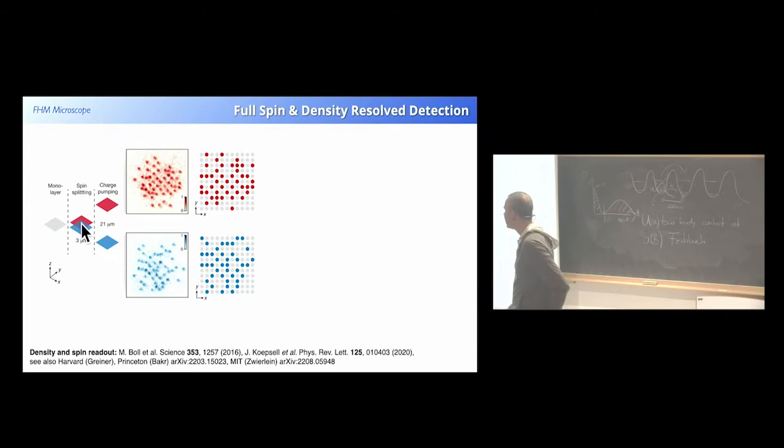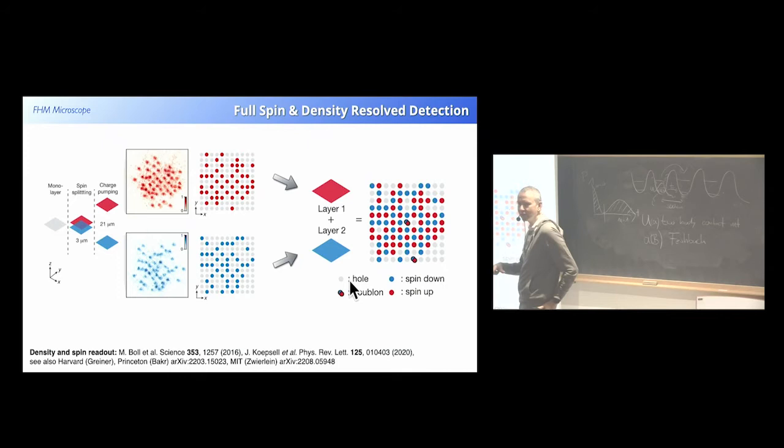These are the two images, and you can reconstruct where the atoms were. You put that together, and you get the occupation of the system. Now you know where the spin ups are, the spin downs are, where the holes are, and where the doublons are in the system.